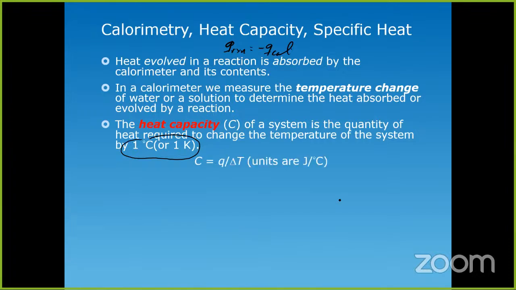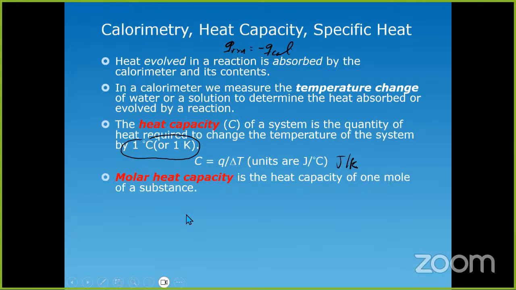So C, the heat capacity, is equal to Q, which is the heat change, divided by the change in temperature, right? In this case, the units would be joules per degree Celsius, or it could be joules per Kelvin. Again, it doesn't matter if it's degrees Celsius or Kelvin being used to measure the temperature change. So that's the heat capacity. And then we have what is called the molar heat capacity, which is the heat capacity of 1 mole of a substance. To be perfectly honest, I don't anticipate us using this term in any future calculations.